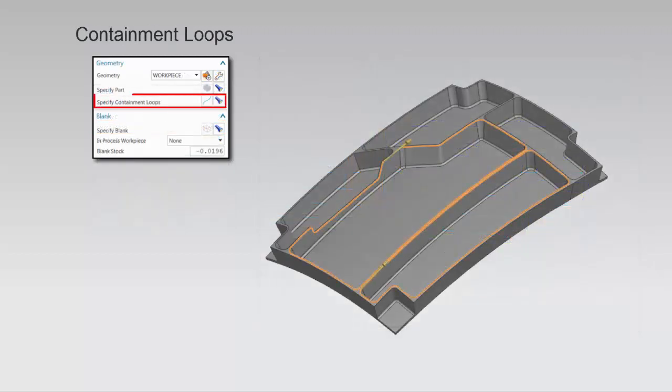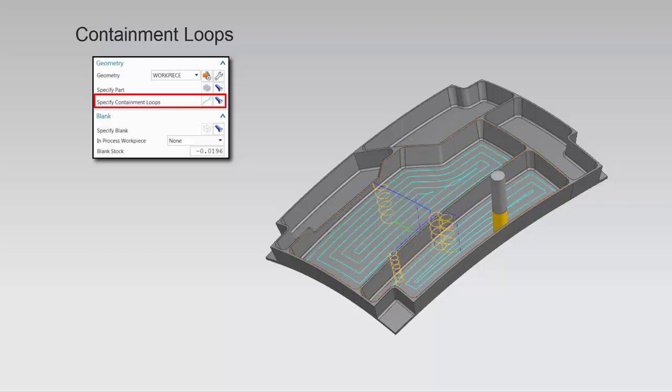Containment loops may be specified to limit the cut area. Here, you can clearly see, when using a single cut level, how a containment loop defined by the top edge of the part limits the cut area.